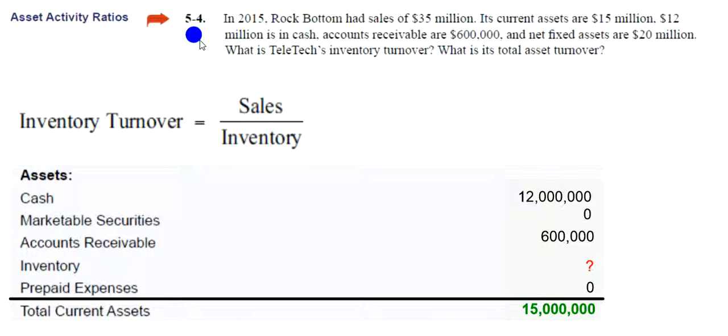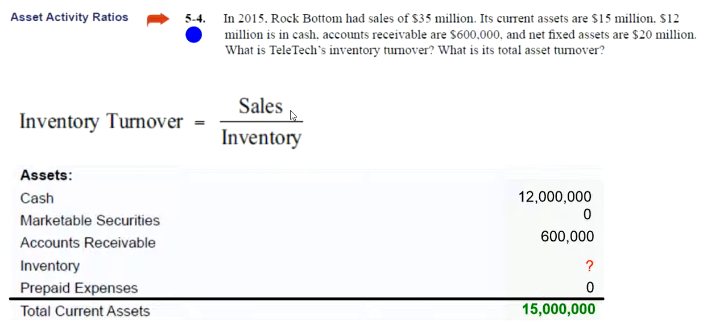So we want this to be obviously as high as possible. We want sales to be higher than our inventory. So that's why we're looking at this ratio.